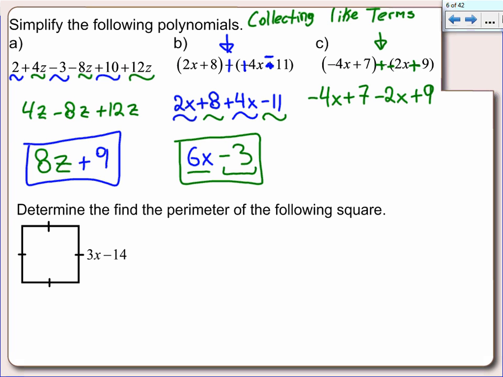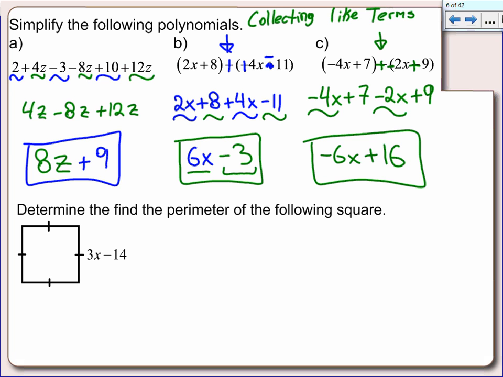And then we collect like terms. So minus 4x minus 2x gives me minus 6x. And then plus 7 plus 9 gives me plus 16. I write it with the letters going first, and then my constant goes last.